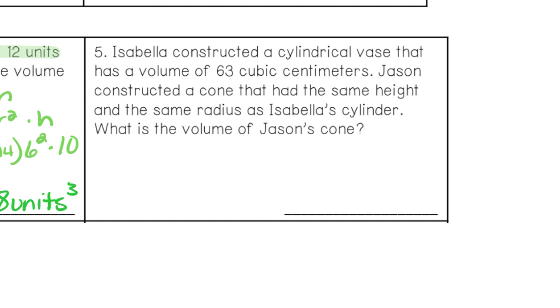All right, here, Isabella constructed a cylindrical vase that has a volume of 63 cubic centimeters. Jason constructed a cone that had the same height and same radius. What is the volume of Jason's cone? So at this point, I want to remind you that the volume of a cone would be 1/3 of a cylinder. So I know that if the cylinder in this case is 63, a third of 63 would be 21 cubic centimeters.